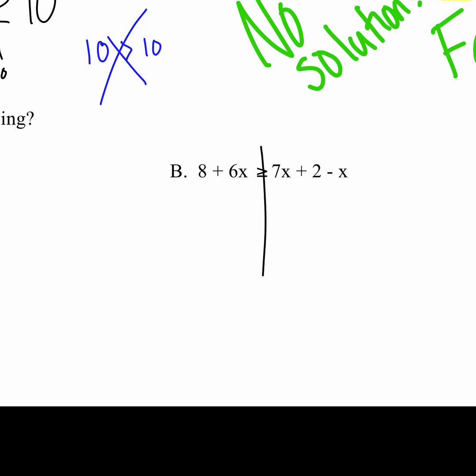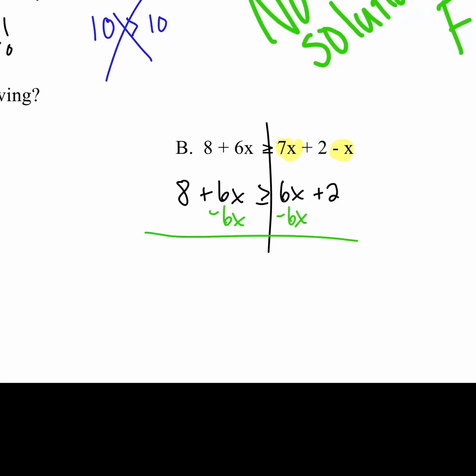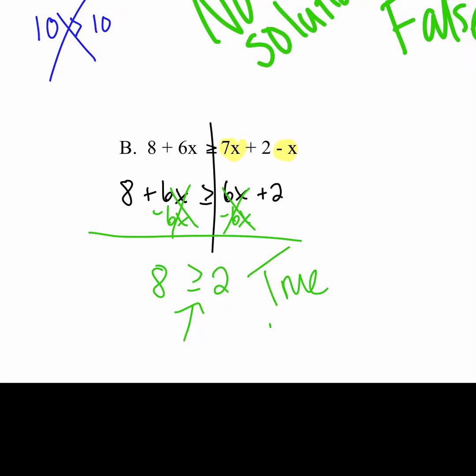Okay, last one. Go ahead and combine those like terms. 8 plus 6x greater than or equal to 6x plus 2. I'm going to go ahead and subtract 6x. Again, you definitely want to move the variables to the other side first. 8 is greater than or equal to 2. In the past with equations, you guys would look at that and say, oh, no solution, 8's not 2. However, we have an inequality, and that inequality is saying that 8 is greater than or equal to 2. Well, 8's definitely greater than 2, so therefore this is true. So this is an identity.